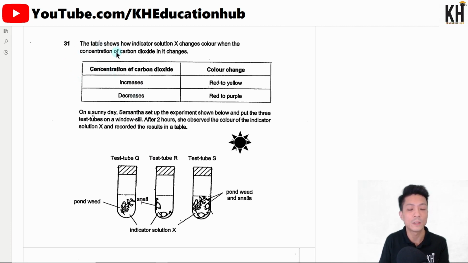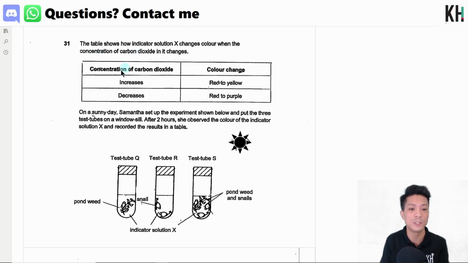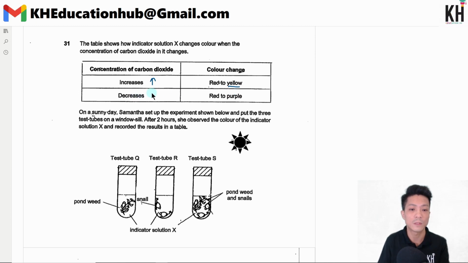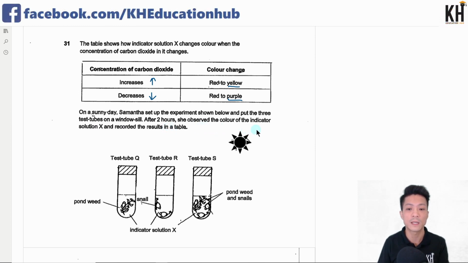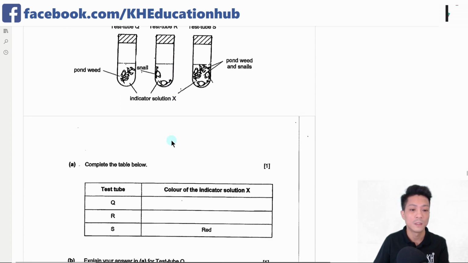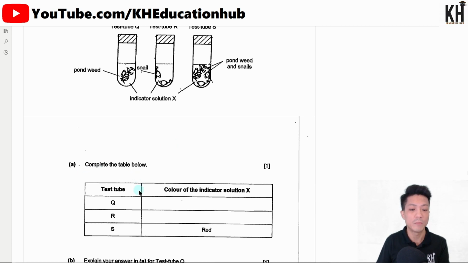Question 31. The table below shows how indicator solution X changes color when the concentration of carbon dioxide in it changes. When the concentration of the carbon dioxide increases, it will change from red to yellow. When the concentration decreases, it will change from red to purple. On a sunny day, Samantha set up the experiment below and put 3 test tubes on a windowsill. After 2 hours, she observed the color of the indicator solution X and recorded the results in a table. So for part A, we need to complete the table.